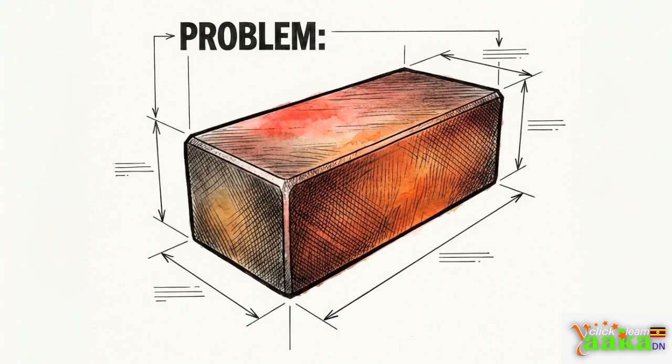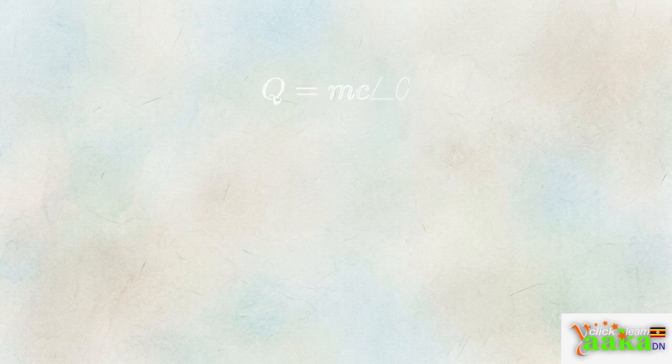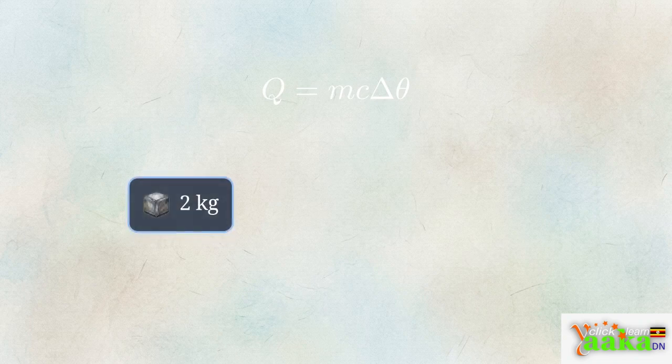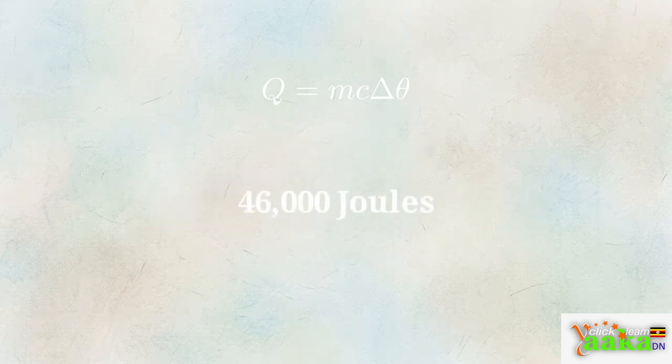Let's apply the math. Pause the video and calculate the heat supplied to a 2-kilogram block of iron heated from 20 degrees Celsius to 70 degrees Celsius. Use a specific heat capacity for iron of 460 joules per kilogram Kelvin. Here is the step-by-step working. You multiply the mass of 2 kilograms by the specific heat of 460, and then by the temperature difference of 50 degrees. The total heat supplied is 46,000 joules.